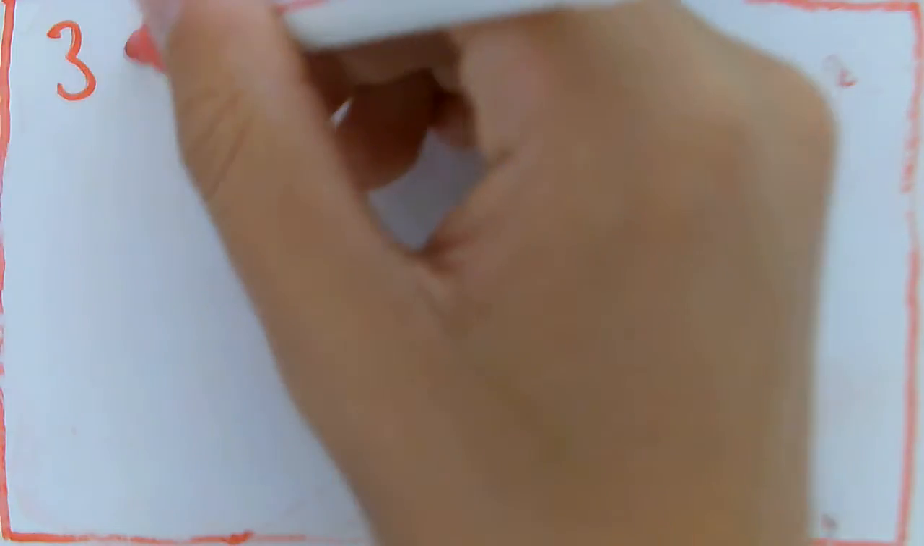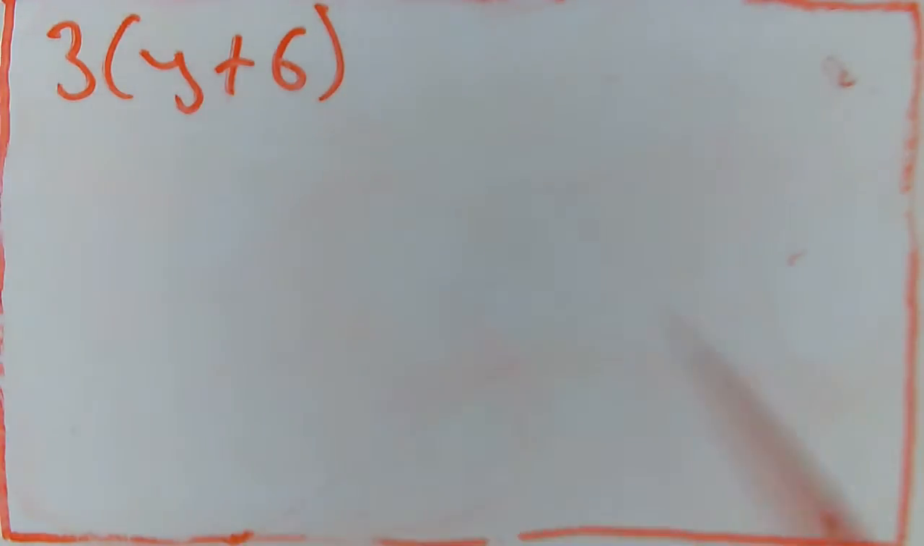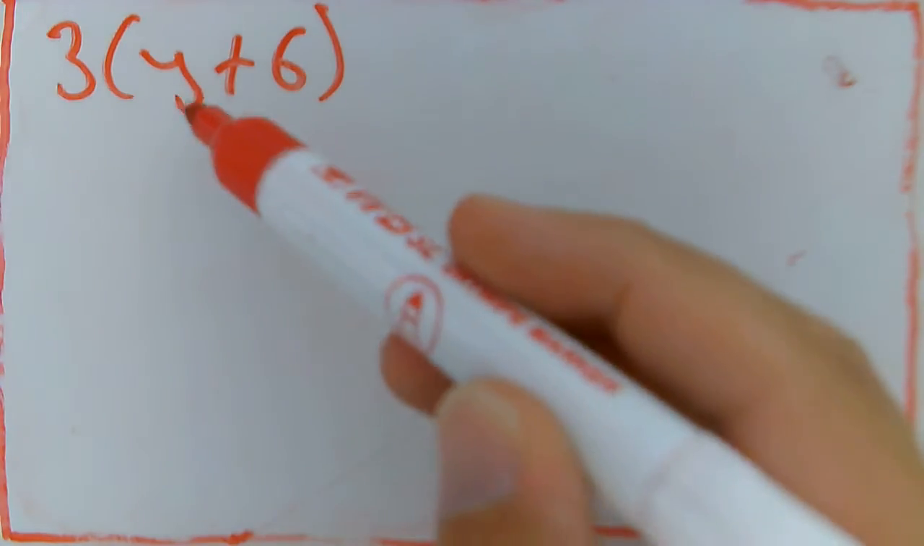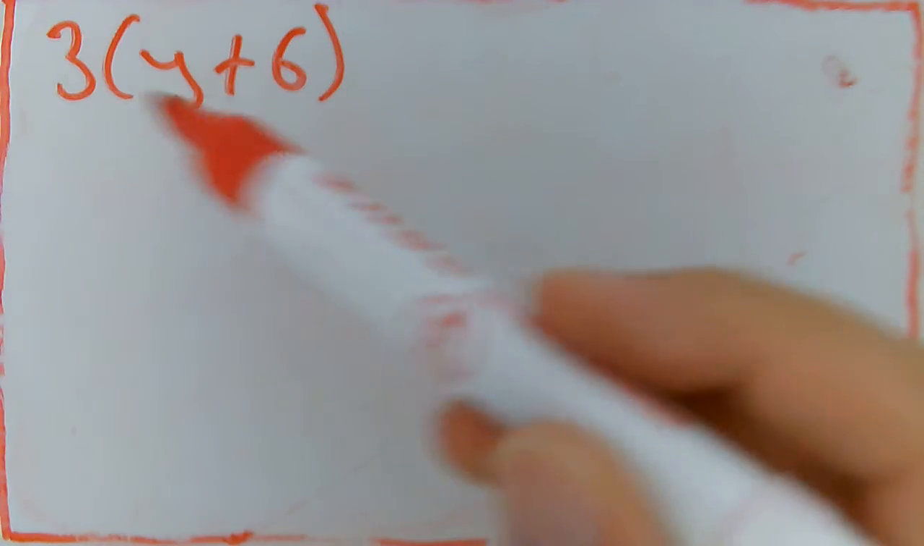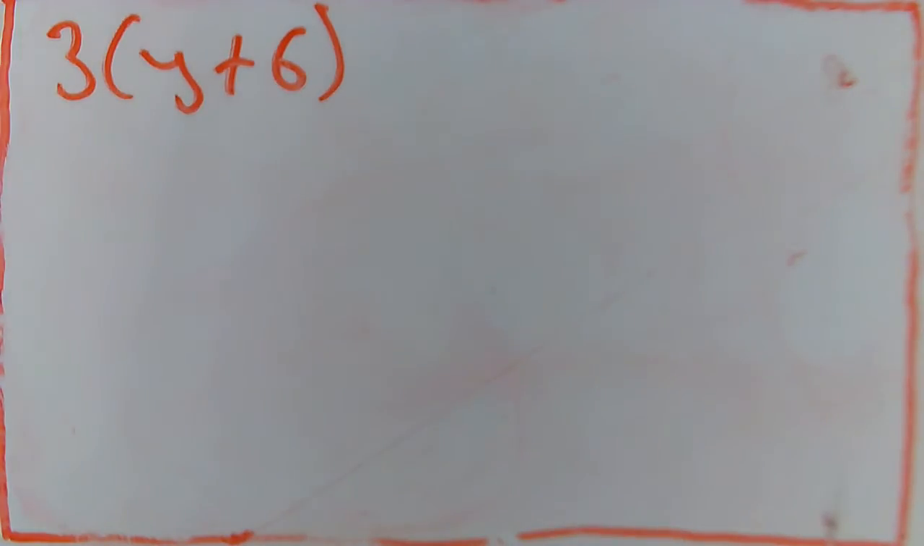In this video, I'm going to take a look at expanding some single brackets. So the first one we're going to look at is this 3y plus 6. So 3 outside the bracket, y plus 6 inside the bracket. And what this means is that we're multiplying this 3 by everything inside the bracket. So the 3 times the y and times the plus 6.